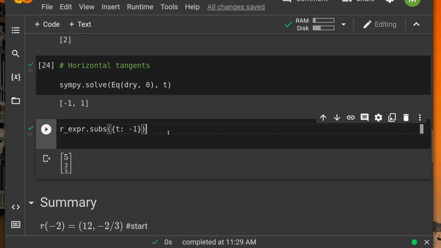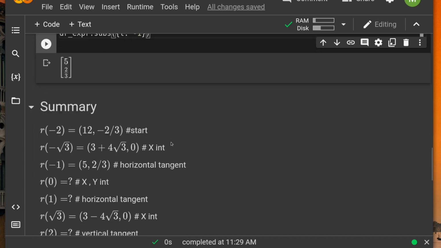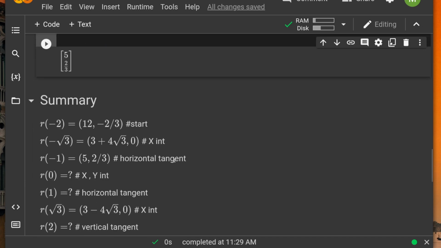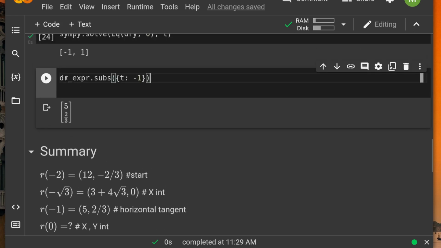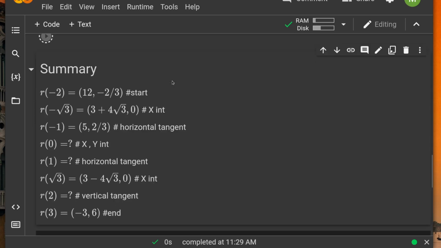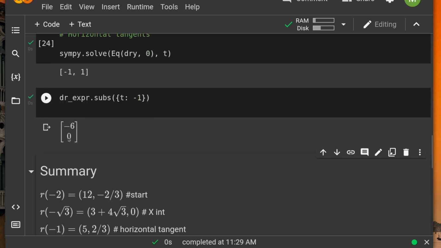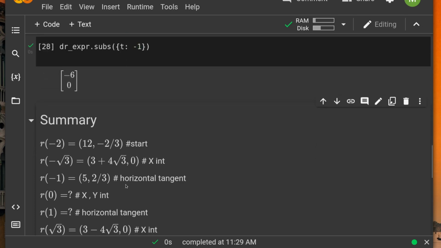And let us just make sure, let's check the derivative, because we are expecting this to be a horizontal tangent. That means the y component of the derivative of our vector function should be 0, and the x component should be non-zero. So let's just check that that is the case. The y component is 0, x component is non-zero, and that is what we expect for a horizontal tangent.